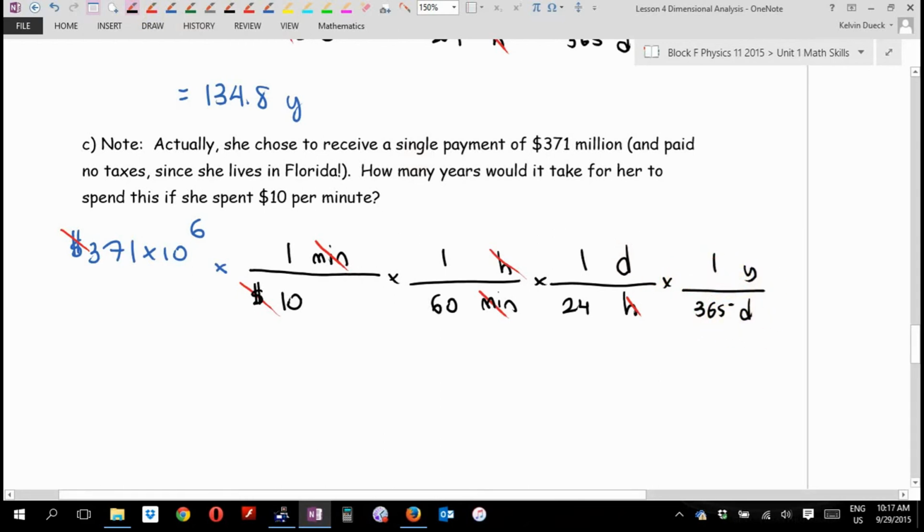So it looks like it's going to be 371 times 10 to the 6th, divide by 10, divide by 60, divide by 24, divide by 365. I think this one is the first one that's doable. I was trying to do these in my head, kind of rough guess, when I was making up these numbers. I hope my estimation math is right. I think this one can be done in a lifetime. $10 a minute.